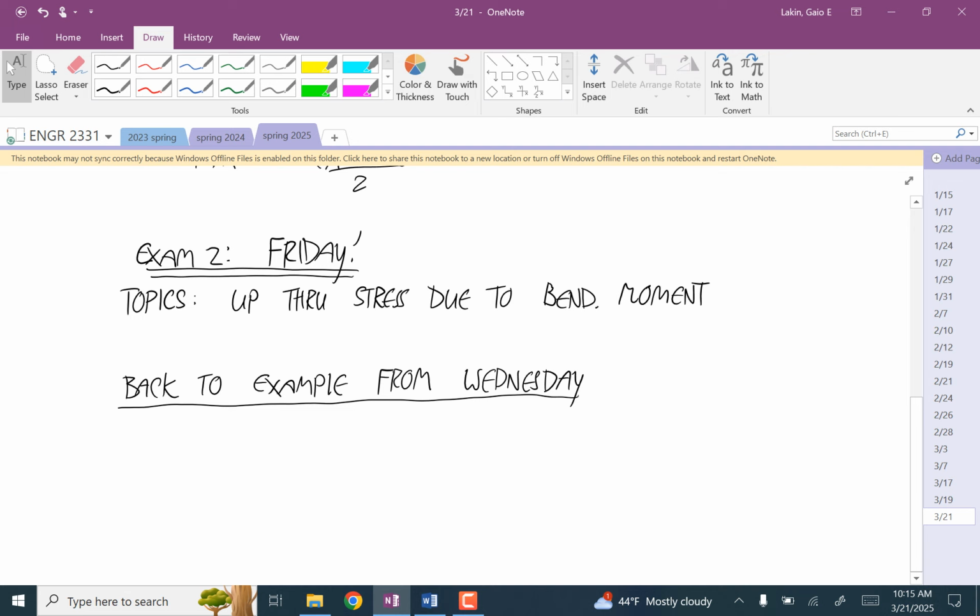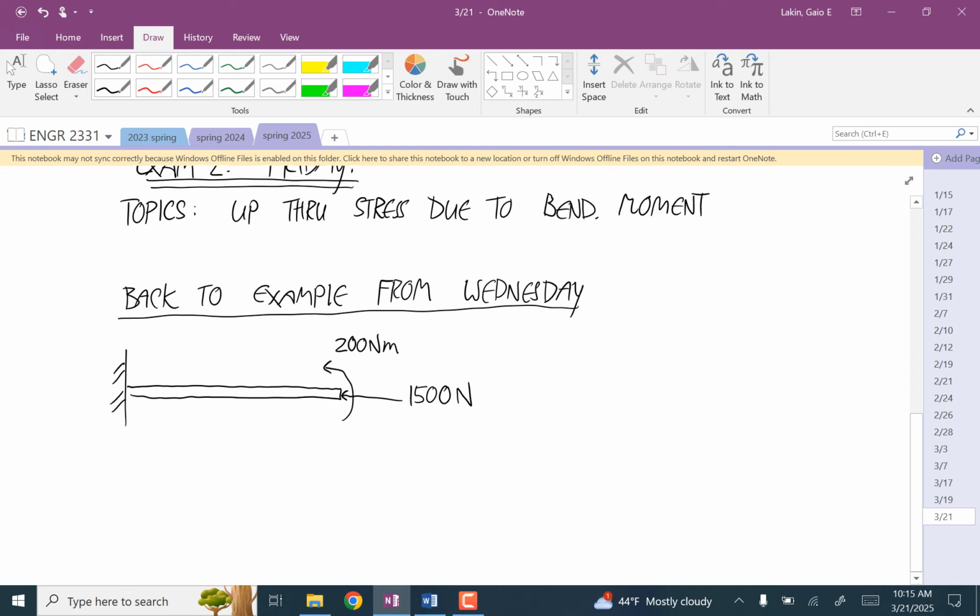So we have this cantilever beam. It's 1 meter long. We have this external moment of 200 Newton meters, this compressive force of 1,500 Newtons. And we want to calculate the stress at the midpoint this way.